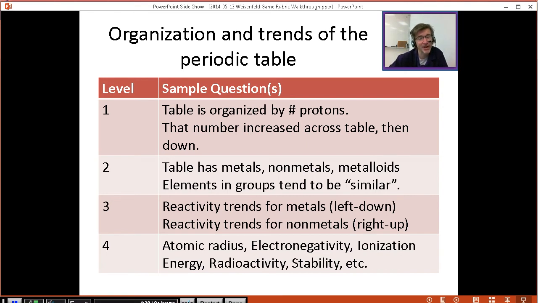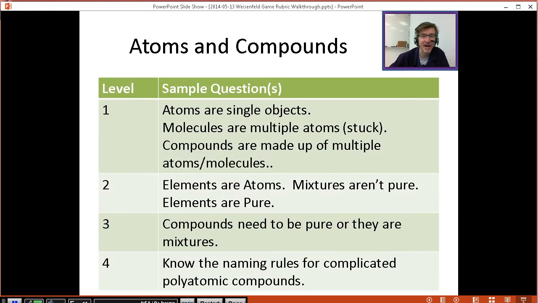There's also reactivity trends for metals. The metals are on the left side. They get more reactive as you go to the left or as you go down. And the reactivity trend for the nonmetals, in general, they get more reactive as you go right and then up, and we'll talk a little bit more about what those trends mean. There's other stuff going on in the periodic table: atomic radius, electronegativity, ionization energy, radioactivity, stability. If you cover some of that stuff, I can give you level 4 for this part of your rubric on your game. Atoms and compounds.